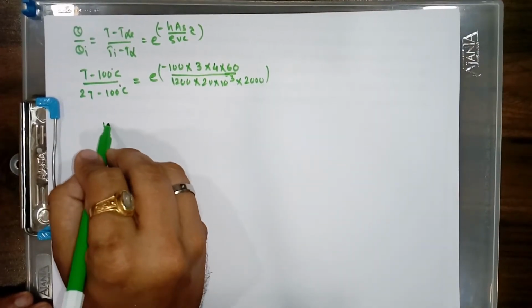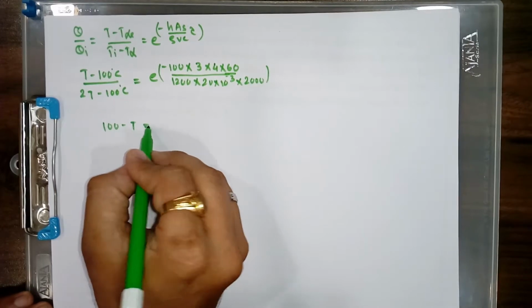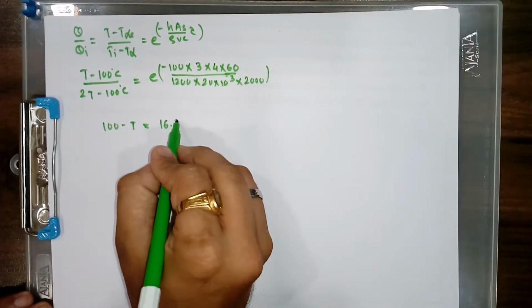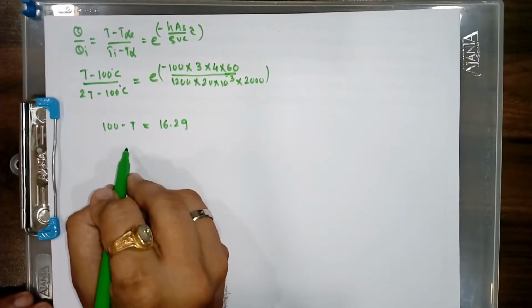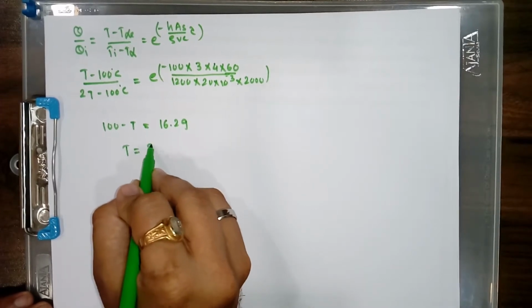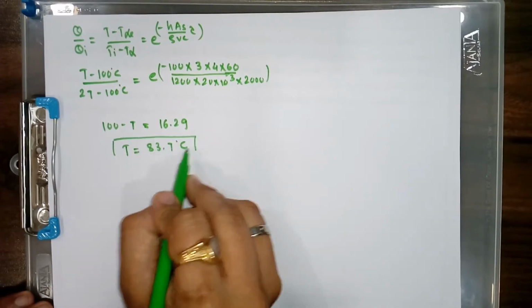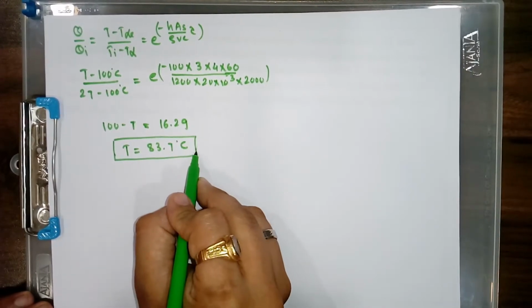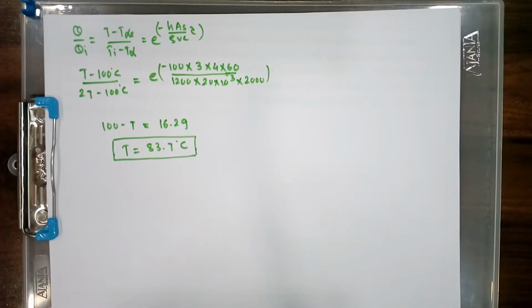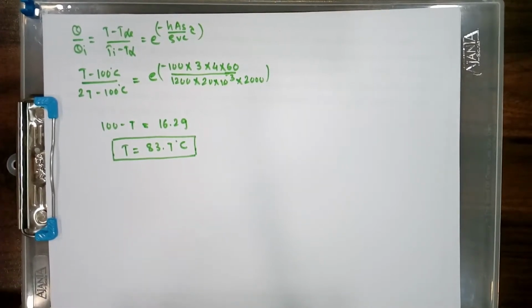So we get 100 minus T equals 16.29. So T equals 83.7 degrees centigrade. So the meaning of the answer is, by putting the spherical elements of 40 millimeter diameter in boiling water from 27 degrees centigrade for 4 minutes, it reached a temperature of 83.7 degrees centigrade.